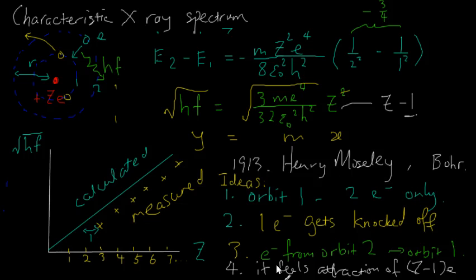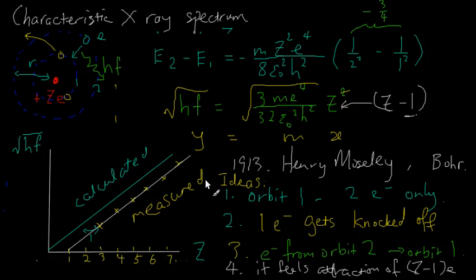So with these ideas now, Henry Moseley corrected this equation and replaced the Z by Z-1. And once he did that, this line is now changed to a line that goes here. Let me draw that. And it now fits the experimental, the measured values very well. Not exactly, but very nicely.